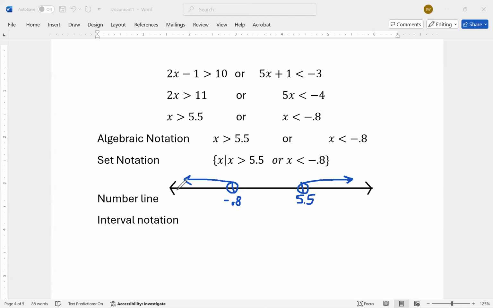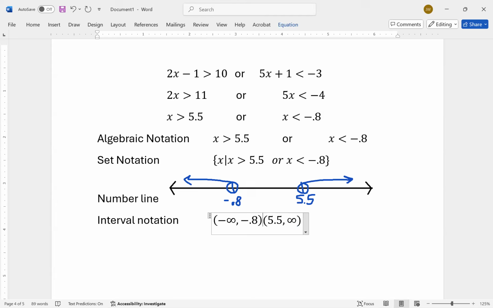The -infinity up to -0.8 will work. And then the 5.5 up to +infinity will work. The way you do that in interval notation is you just write both intervals. So you write -infinity up to -0.8. And then the other interval, if you're doing this right now on your own, make a space in there because I'm going to add a symbol between the intervals. 5.5 up to +infinity.